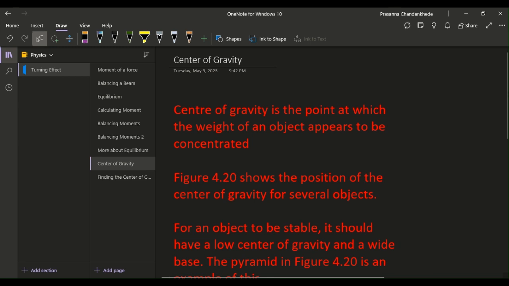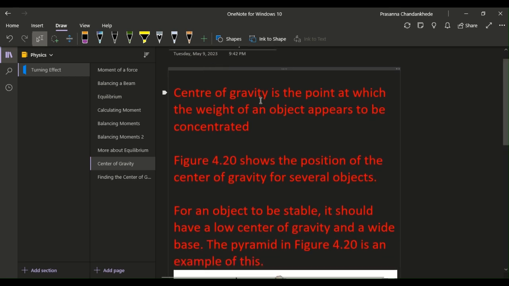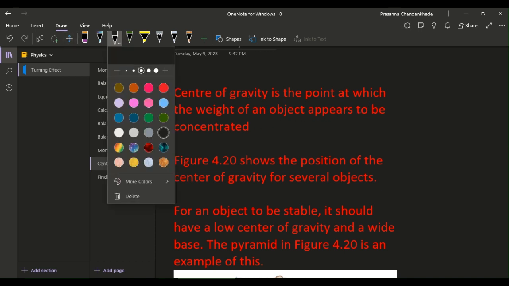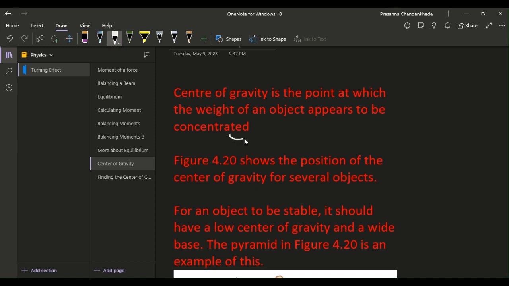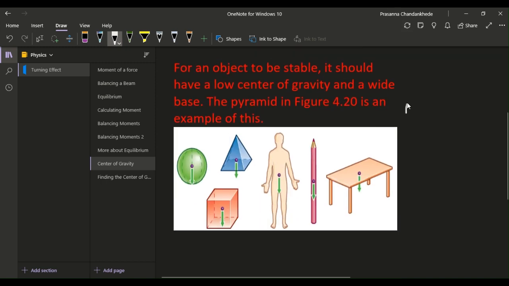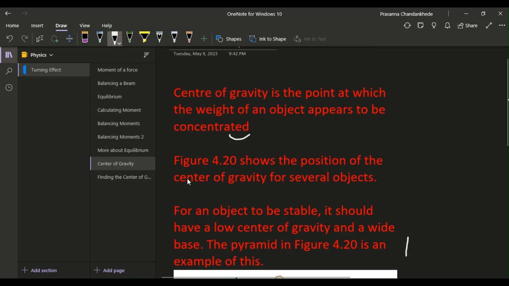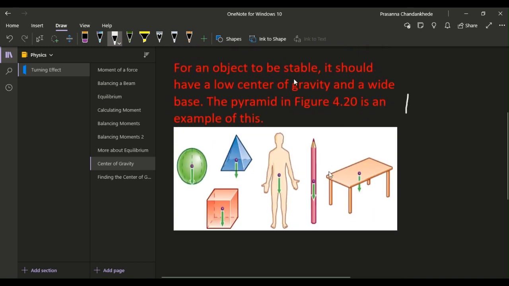Let's move on to center of gravity. Center of gravity is the point at which the weight of an object appears to be concentrated. Figure 4.20 shows the position of the center of gravity for several objects. For an object to be stable, it will have a low center of gravity and a wide base. The pyramid is an example of this.